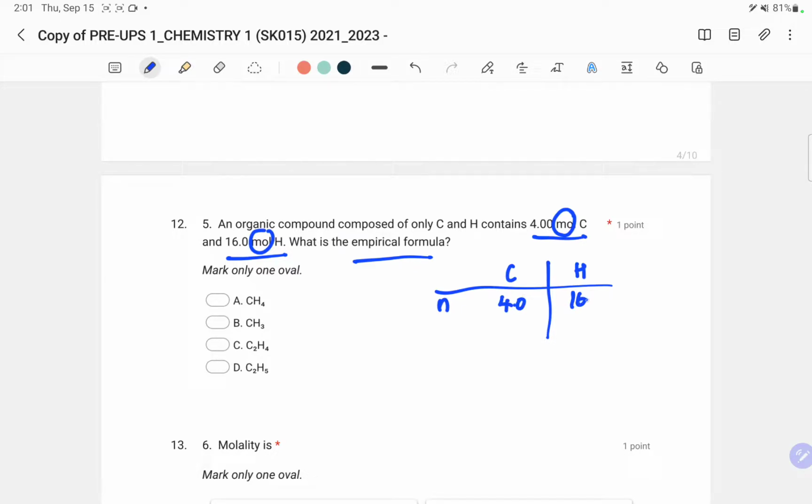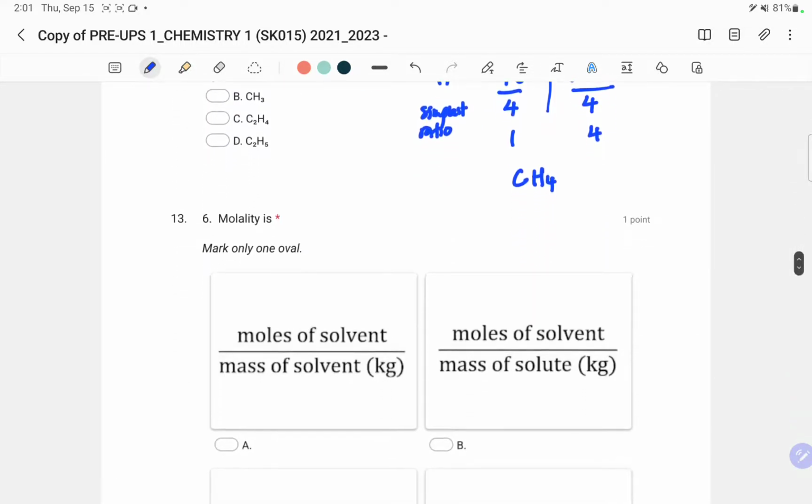And hydrogen is 16.0. Nak cari simplest ratio, kita dividekan dengan the smallest number. So, 4 divide by 4, 16 also divide by 4. So, 4 divide by 4, 1, 16 divide by 4, kita dapat 4. So, carbon 1, hydrogen 4. So, kita dapat the answer is A lah.